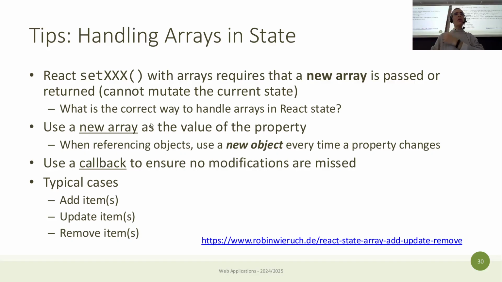So always use a new array as the value you pass to the set state function. If you change an object, create a new object. Just copy all the properties of the old object. That's fine, it's easy. You remember the three dots, the spread, or array copy, object copy, whatever. Do as you like, but create a new reference, a new object.